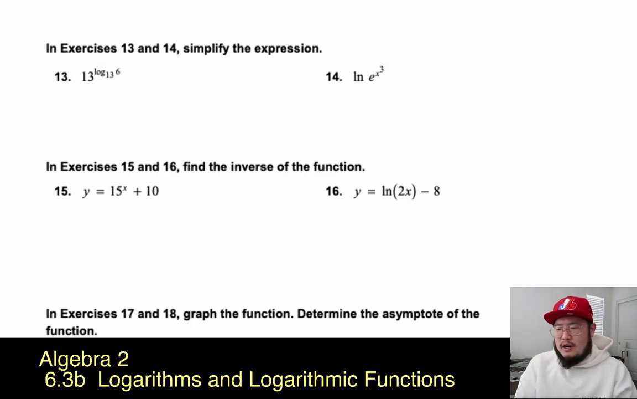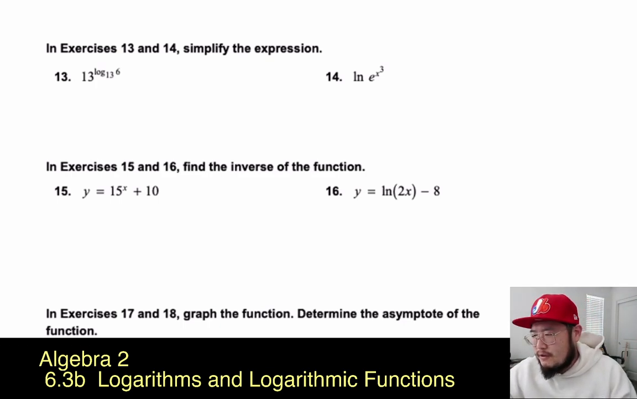As we start off with number 13, we have 13 raised to the log base 13 of 6. Now, this is a little weird, but one of the rules that we have here is this: if the base and the log base happen to be the same, then it's like the inverse, and that gets rid of the log, and this ends up equaling 6.